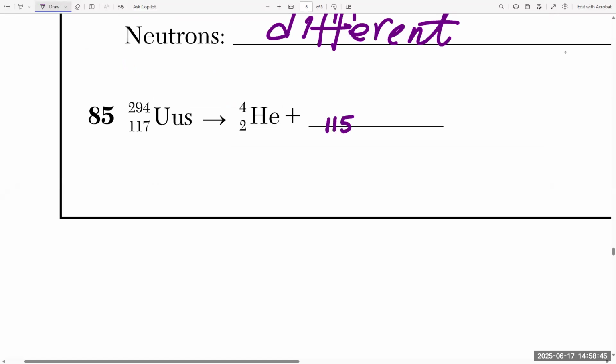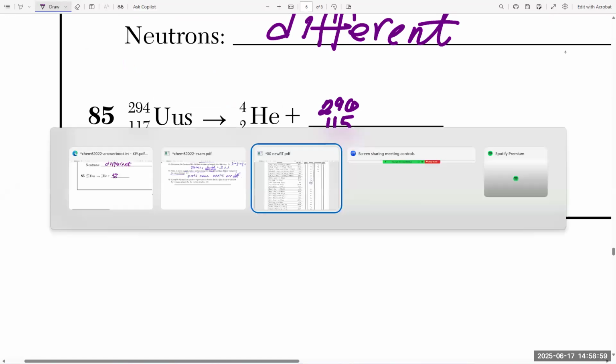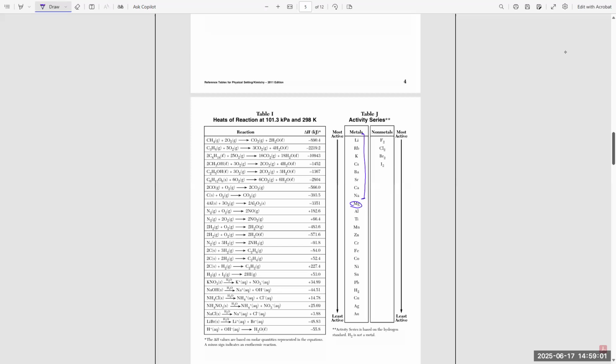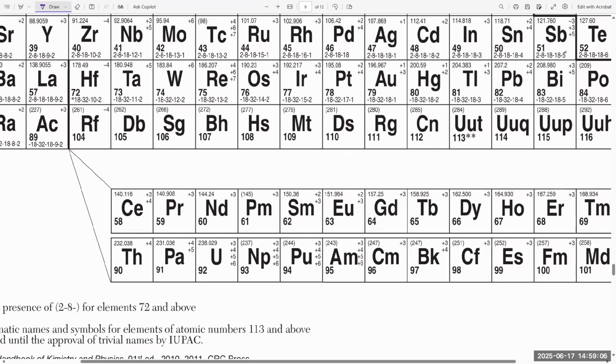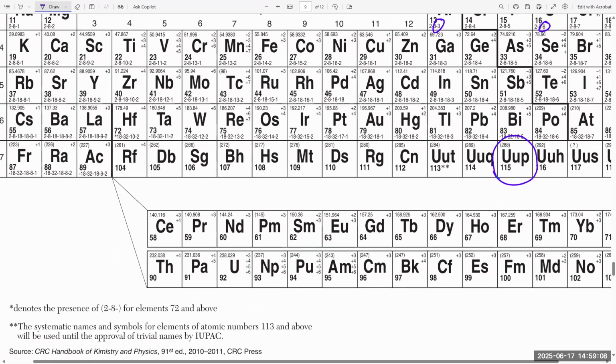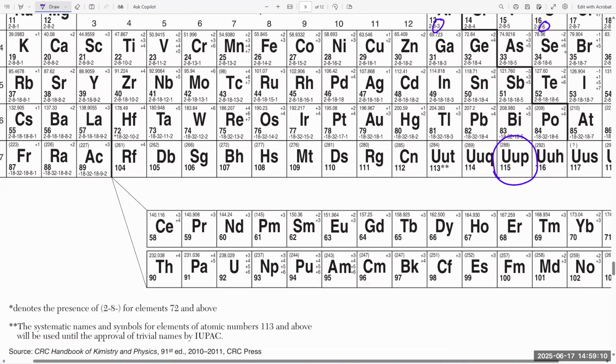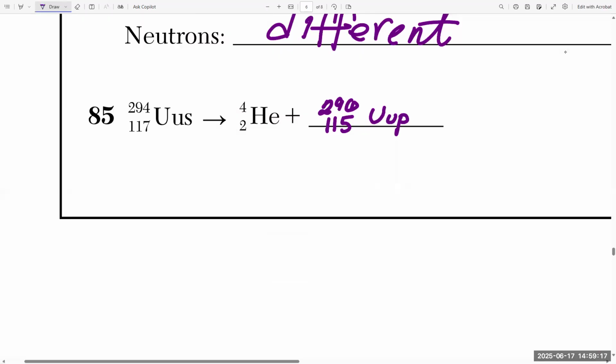On the left side, you have 294. And on the right side, you already have 4. So what number is going to give us 294? 290 is going to give us that. And how do we identify this mystery particle? It's element 115. So we're going to go to our reference table and look for 115. And 115 is right here. So it's Uup. So we're going to write Uup. And we're done. That's it.